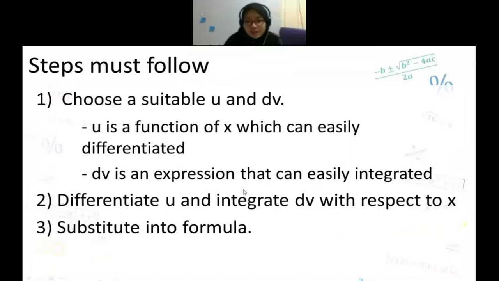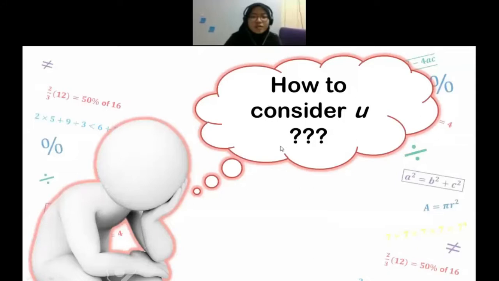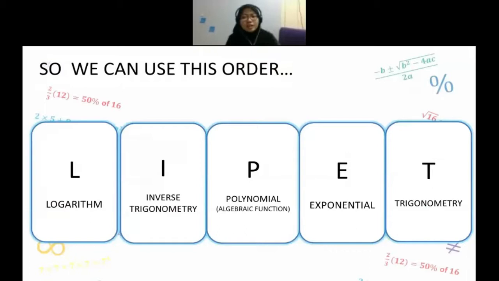Next. How to consider u? We can use this order, L, I, P, E, T. L is logarithm, I is inverse trigonometry, P is polynomial, or we can say algebraic function, E is exponential, and T is trigonometry. Use the first in the order: if we find L first, then we can assume it as u. The last one usually will be dv.